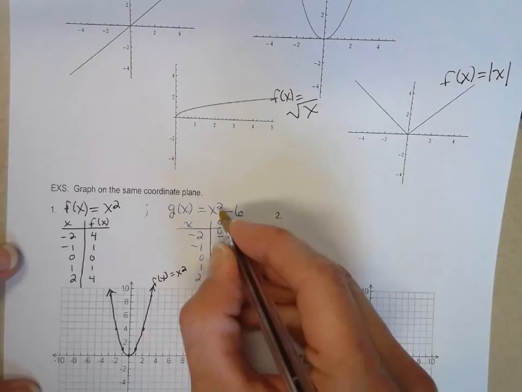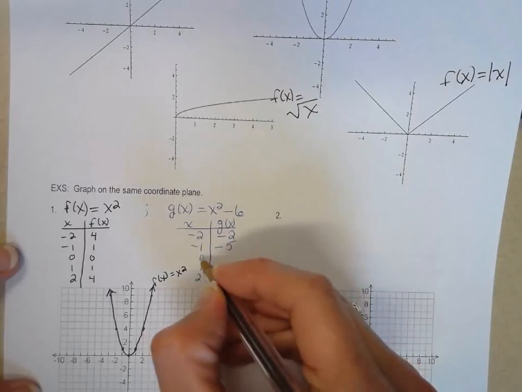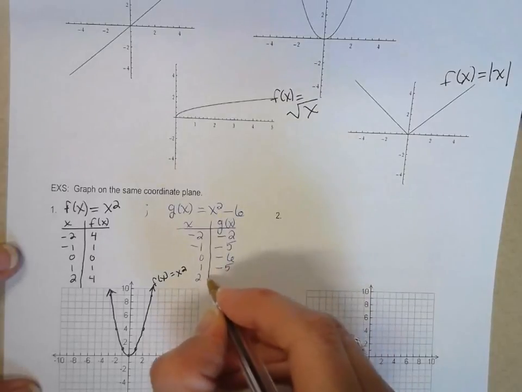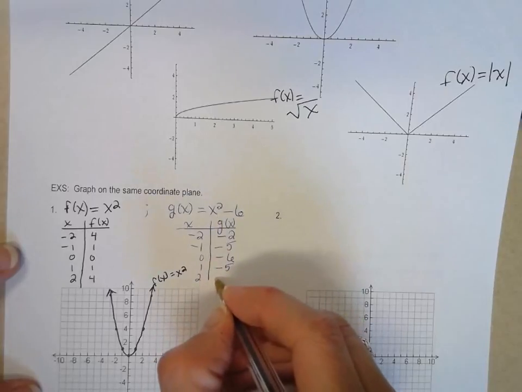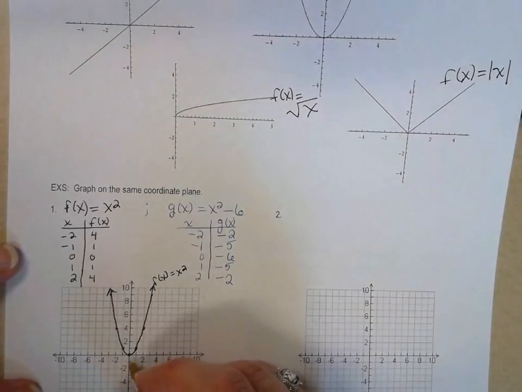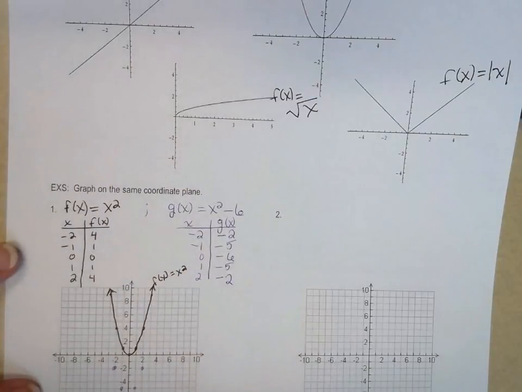Squared 1 minus 6 is negative 5. 0 minus 6 is negative 6. And again, 1 minus 6 is negative 5, and 2 squared is 4 minus 6 is negative 2. So if I plot these points, at 0 I'm at negative 6. At both 1 and negative 1 I'm at negative 5. And at both 2 and negative 2 I am at negative 2. So 2, negative 2, and negative 2, negative 2.